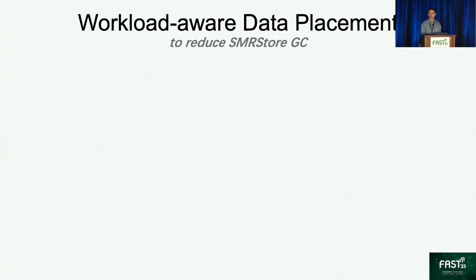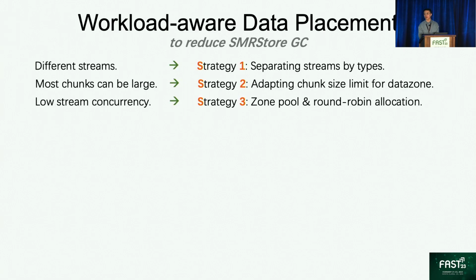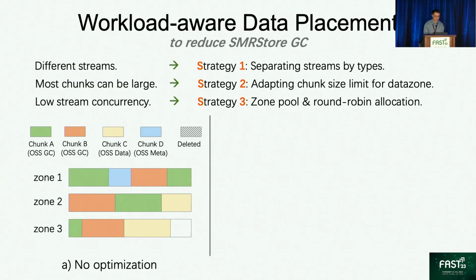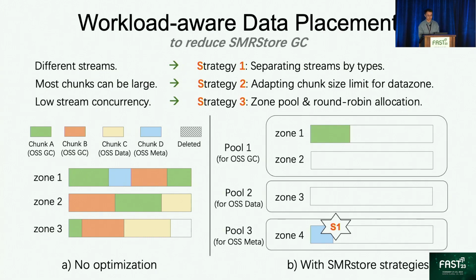We designed 3 workload-aware data placement strategies to reduce the overhead of garbage collection. First, we separate chunks into different zones by their stream types and adapt their max chunk size limit for a data zone. We also try to allocate an empty zone by round-robin allocation in the zone pools. The left figure shows the F2FS-like data placement where all chunks are interleaved in the same zones. SMRSTORE prepares 3 pools to separate the different streams on disk.